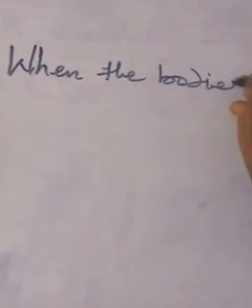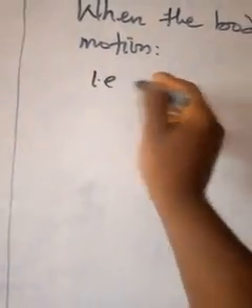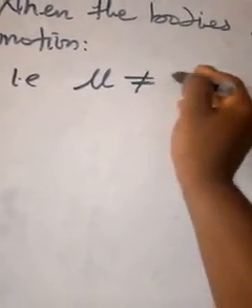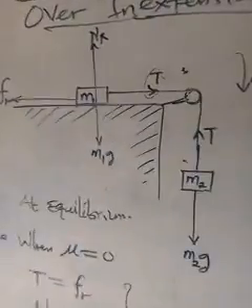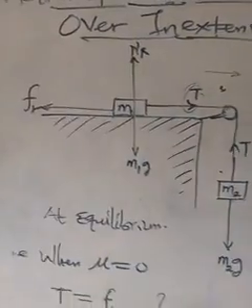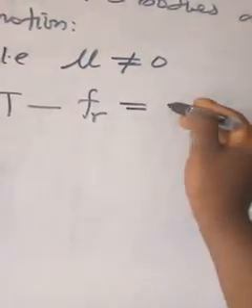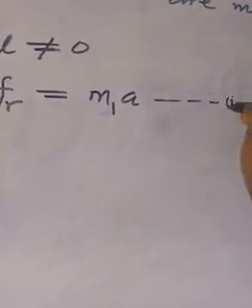When in motion, when the bodies are in motion, that is, when the coefficient of static friction is not equal to 0. You now look at it. The motion is towards the direction. That means the tension here is greater than the frictional force. We now have this way. The tension T minus frictional force is equal to the resultant force, which is m1a, equation 1.